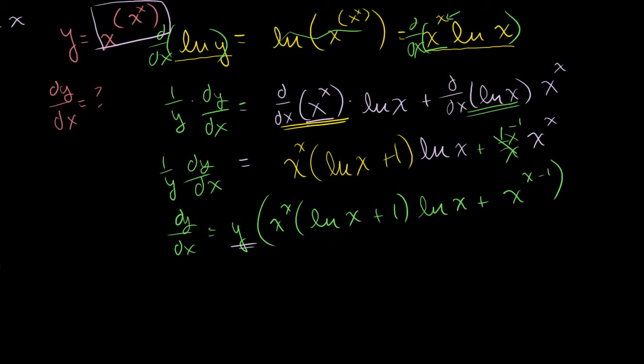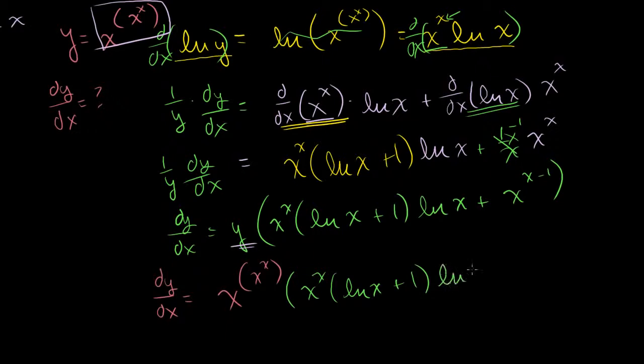So our final answer for this seemingly, well, on one level, it looks like a very simple problem. But on another level, when you appreciate what it's saying, it's a very complicated problem. You get the derivative of y with respect to x is equal to y, which is this. We'll just back substitute. So that's x to the x times all of this stuff, times, and I'll just put it in green, x to the x times the natural log of x plus 1, times the natural log of x. And then all of that plus x to the x minus 1.